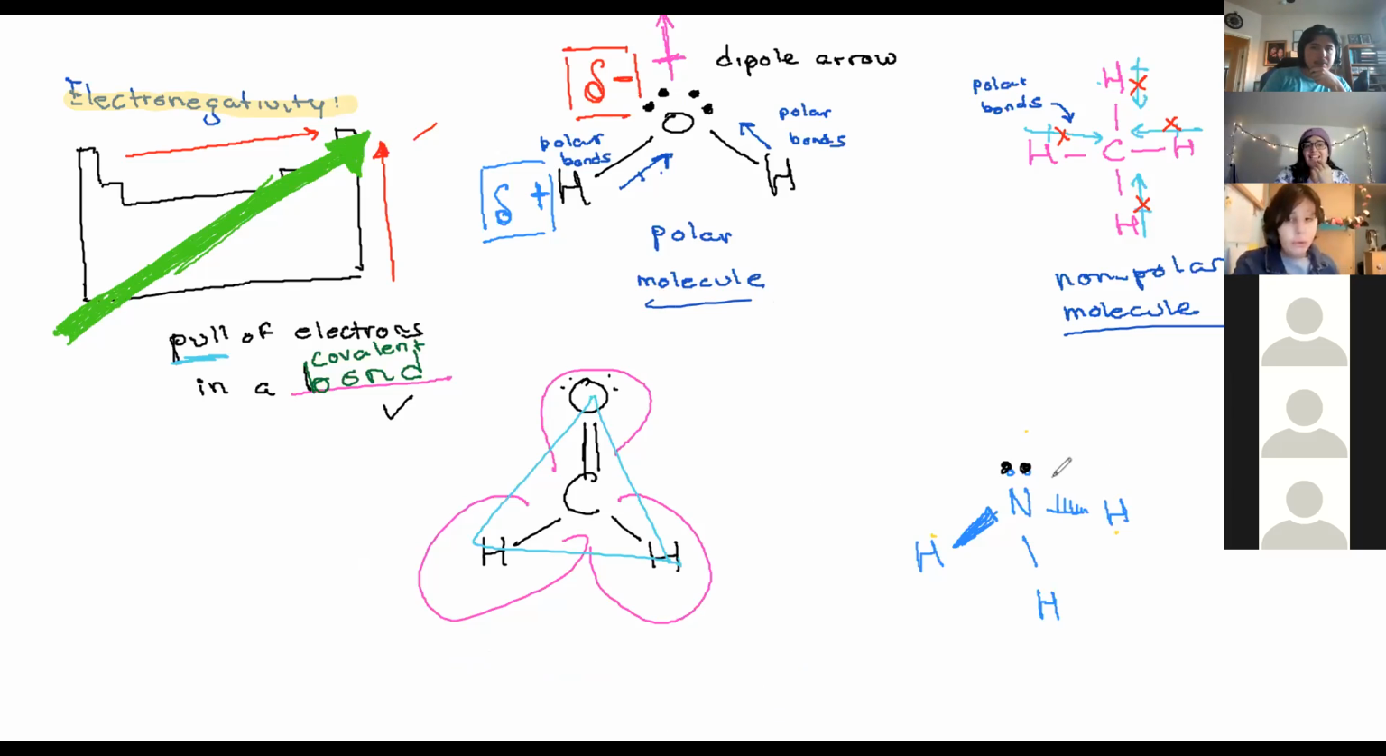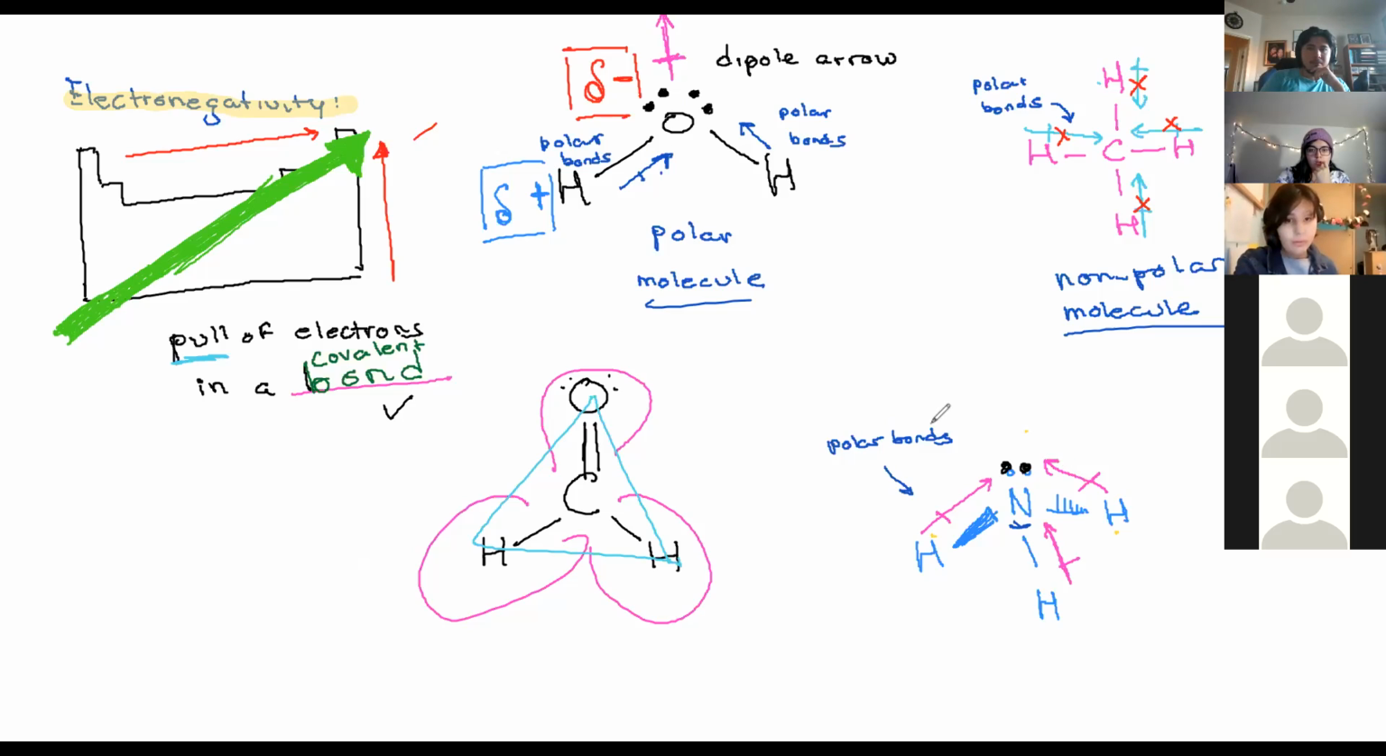All right, let's look at ammonia down here. Which one is more electronegative, hydrogen or nitrogen? Nitrogen. So here are the dipoles pointing this way, right? That is how we know we have polar bonds, because nitrogen is more electronegative. Is it overall a polar molecule? Are the vectors canceling out?